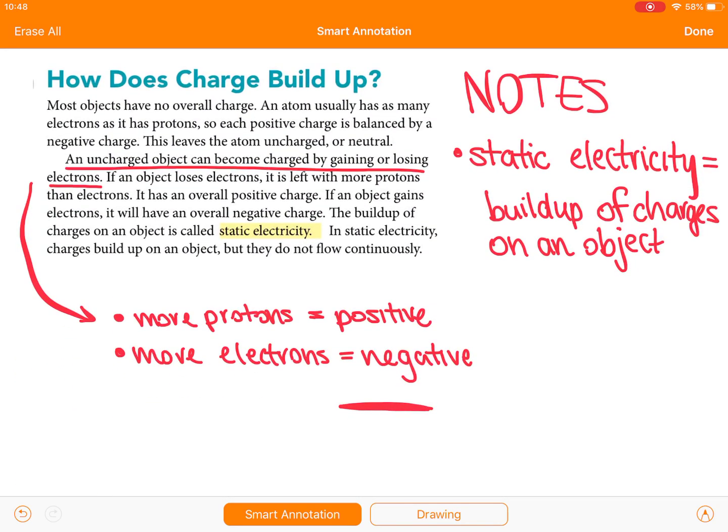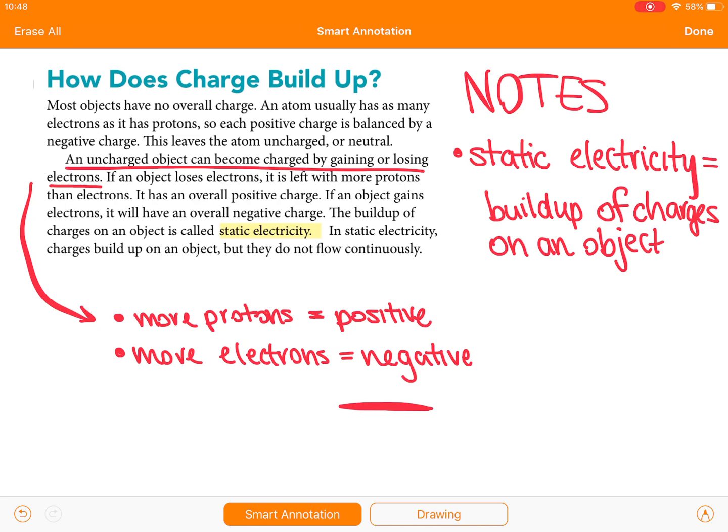And then finally, the last bit that I want to cover in this video is how charges build up. They can build up through a process called static electricity, which is essentially just that buildup of charges on an object. And essentially what happens is that electrons are the particles that move from object to object. So when there is an accumulation of electrons in an object, that object becomes negative.